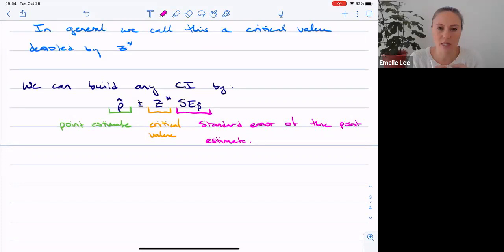Does the standard error formula change? Yes, it does. It depends on the distribution that you're pulling from. Yeah. So that's one of the things that, as long as I give you what distribution you're pulling from, right, then we can use that to figure out confidence intervals and later hypothesis testing.